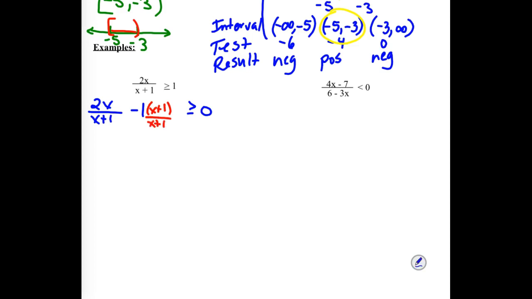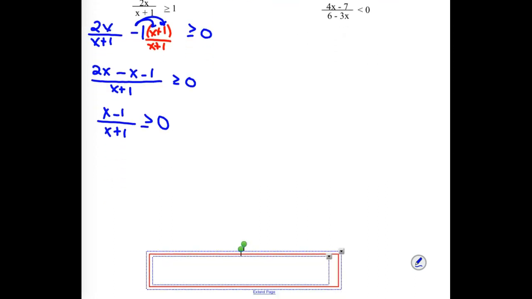All right, so we end up with 2x minus an x and minus a 1, which simplifies into what? All right, x minus 1 over x plus 1. So what makes the top 0? Okay, so we have a 0 at 1. What makes the bottom 0? All right, so the key points that are going to break up my number line are -1 and +1.